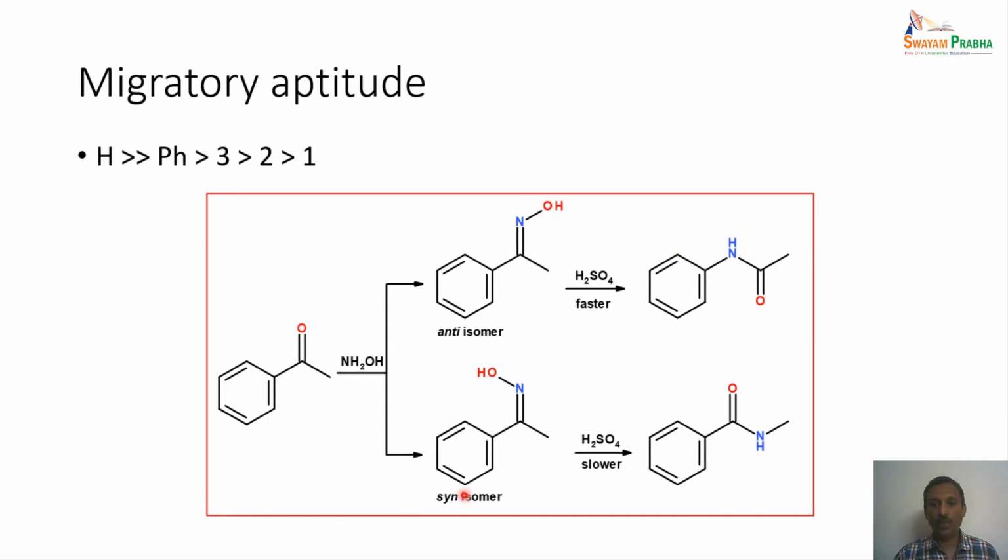anilide derivative. Whereas when we take the syn isomer, the methyl group or the primary alkyl is anti to the hydroxyl unit. So in this particular case, the migration happens very slowly. So that is the reason the benzamide derivative is not formed very quickly. So this way we can actually confirm the migratory aptitude of the substituent that is present on the carbon. So let us reiterate what we have seen so far. For the migratory aptitude, hydrogen migrates much faster compared to the phenyl group, followed by tertiary, secondary and primary alkyl groups.